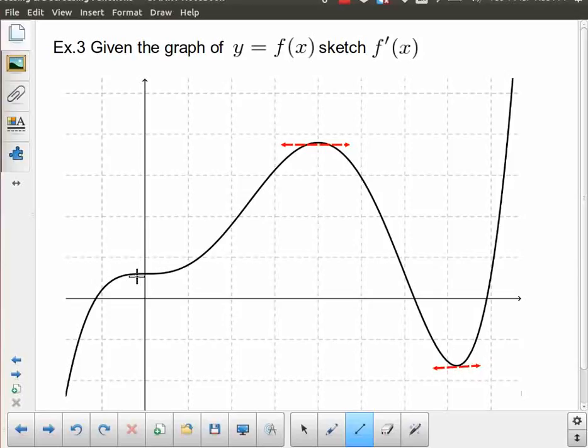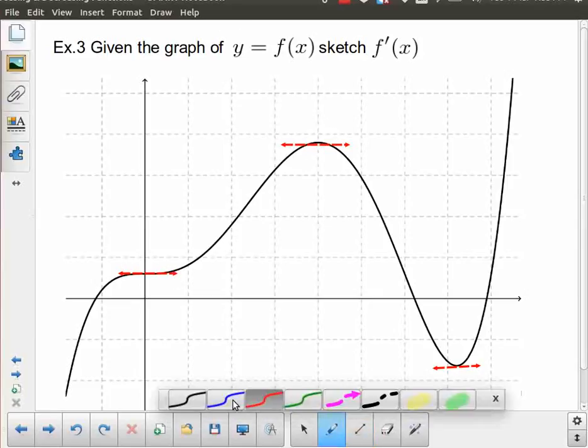And now this is interesting, because you have to ask yourself, is the slope equal to 0 along there? And what does that mean? Now, what does it mean? This is the graph of f of x, and I just want to reinforce that.